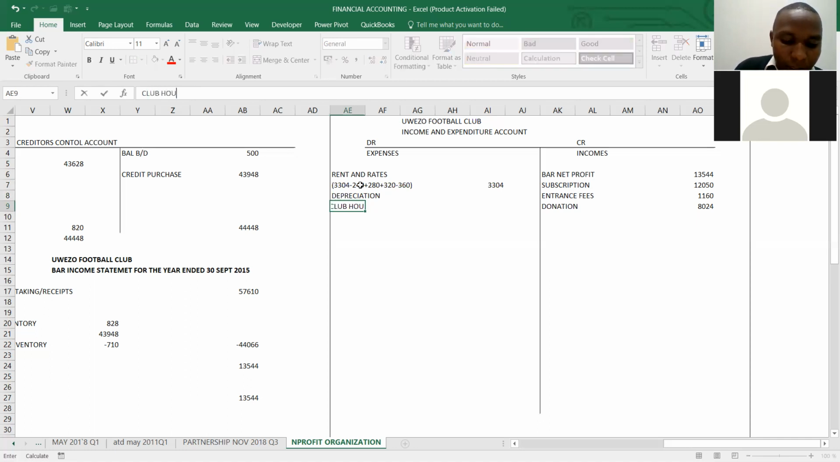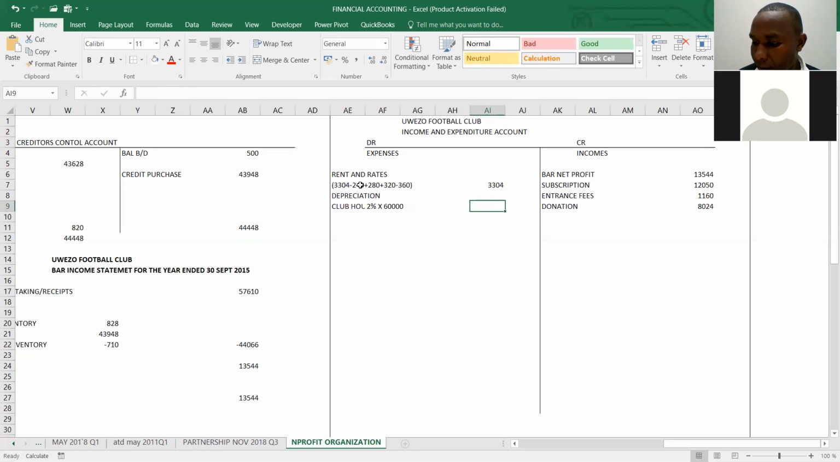We have clubhouse. Clubhouse wanachukua at 2%. Depreciation is 2% on cost. Our cost ni ngapi? 60,000. So tutapata depreciation ya ngapi? 2% times 60,000, we will get 1,200. Then the next one is fixtures.